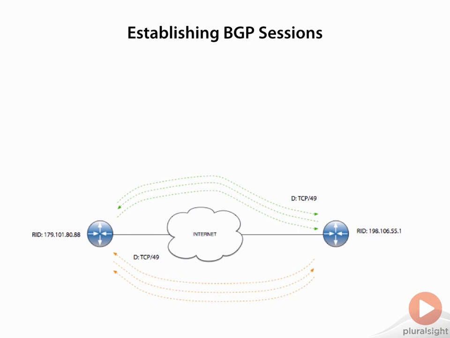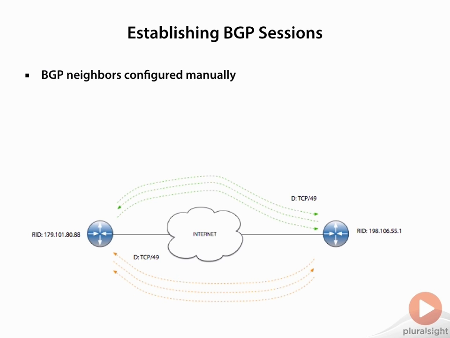Let's talk for a minute about how BGP establishes sessions. By default, we've got in this example 2 routers here across the internet, and you can see that we've got 2 different 3-way handshakes happening. And so each of these routers has an individual router ID. We can see those in this example here.